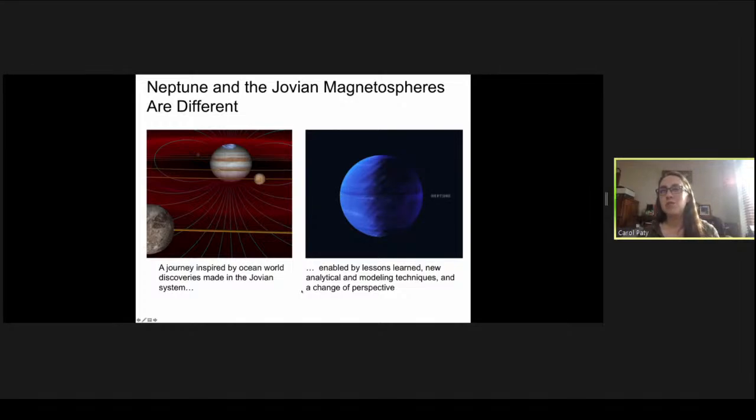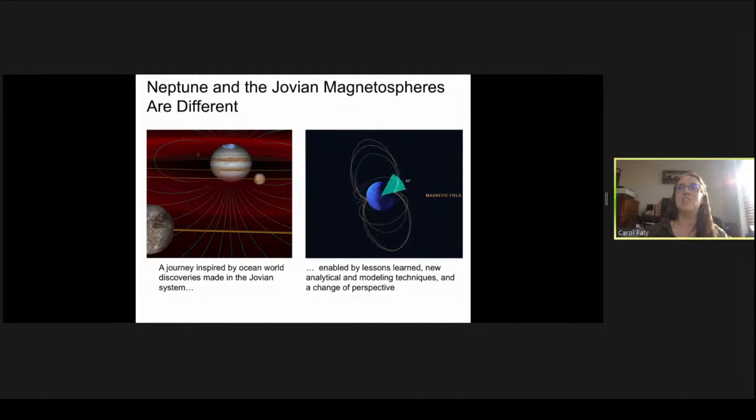So here we have Neptune. It's a different environment. Neptune's rotation axis is tilted at 28 degrees from the ecliptic, but the magnetic axis is tilted another 47 degrees from there. And it's also off-centered from the center, meaning that there are higher order quadrupole moments, which just means it's a complicated field.